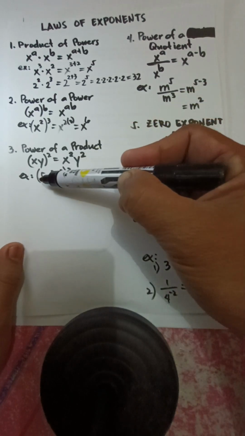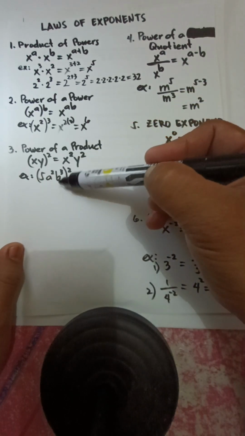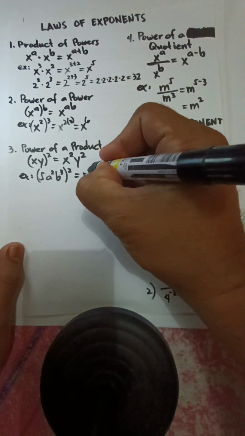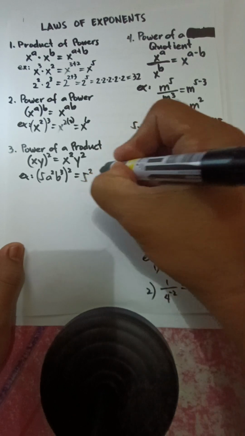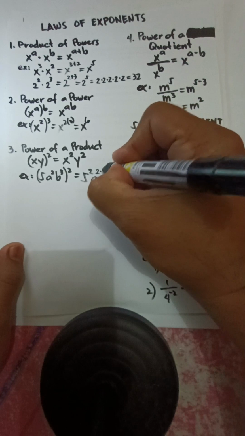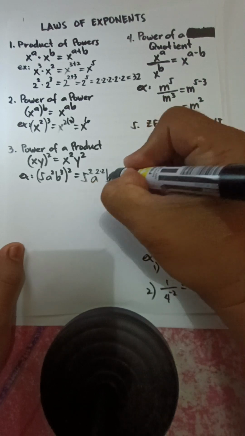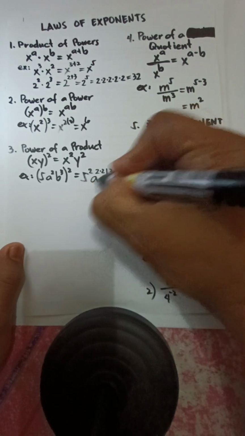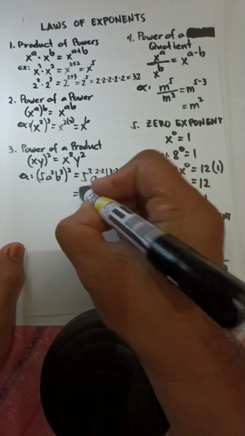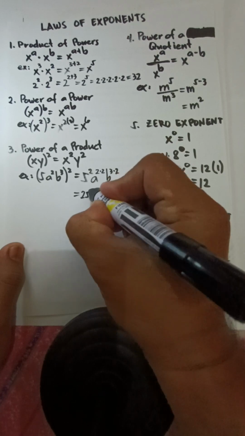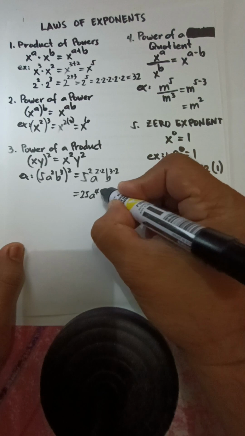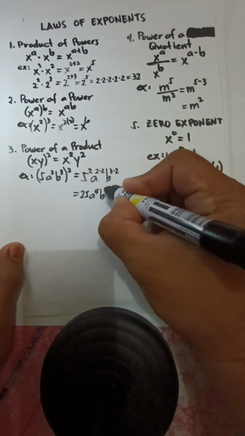Example, 5a squared b cubed, raised to 2. So that's equal to 5, distribute the 2, 5 squared, a 2 times 2, b 3 times 2. So that is equal to 5 times 5 is 25. A, 2 times 2 is 4, and b, 3 times 2 is 6.